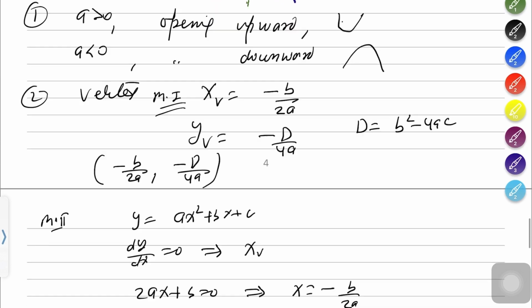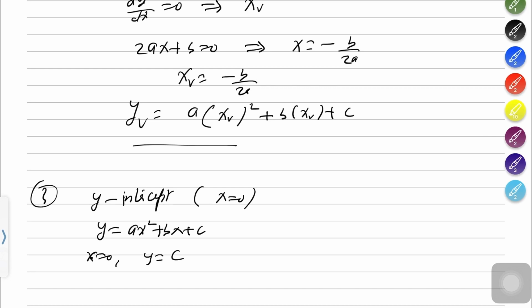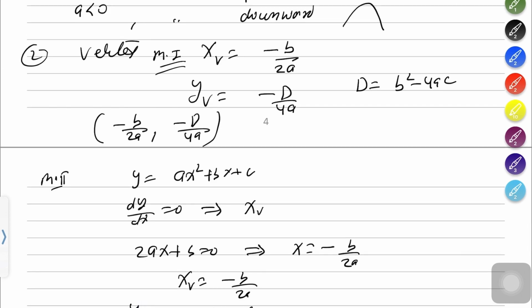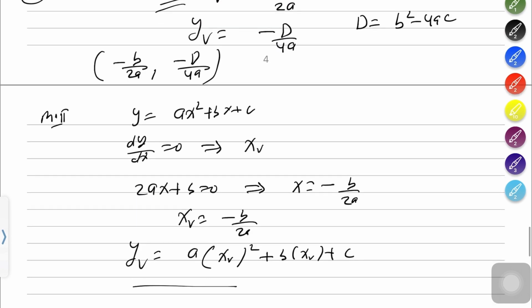For finding range this much is sufficient, but while plotting the parabola graph, we should also know the y-intercept. What is the y-intercept? It is where x is 0. So y is equal to ax square plus bx plus c, and we substitute x equal to 0, so y is equal to c. So in case of the parabola, the y-intercept is 0 comma c. For finding range, the vertex and whether it opens upward or downward is sufficient.